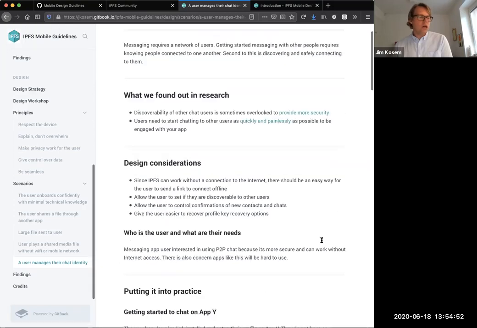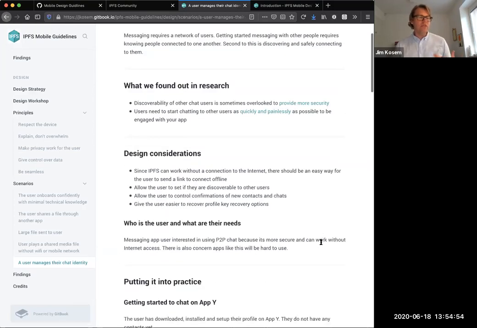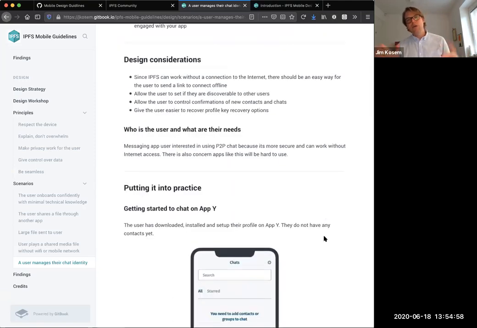But what we looked at is this messaging scenario, which is about getting started and discovering. One of the hard things about the peer-to-peer world is discoverability, in allowing yourself to be discoverable. Many of the things we looked at, you have to send a direct link a different way. You can't make yourself discoverable, not that I found at any rate.